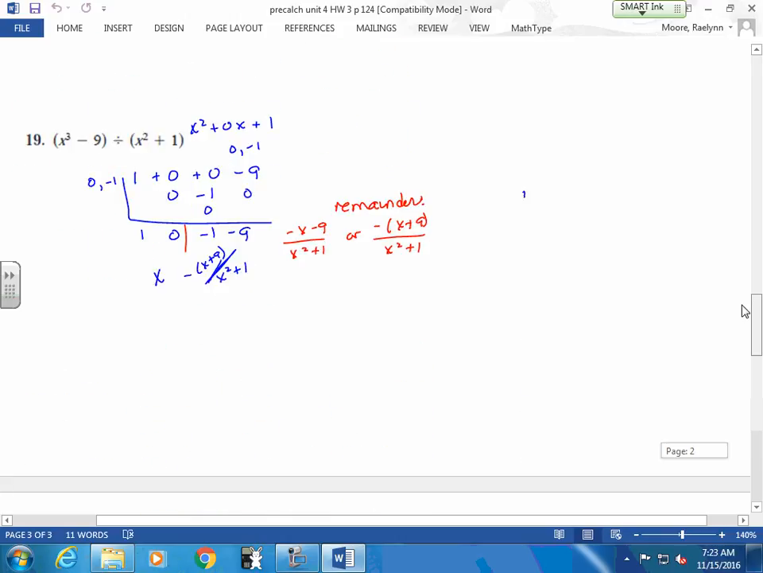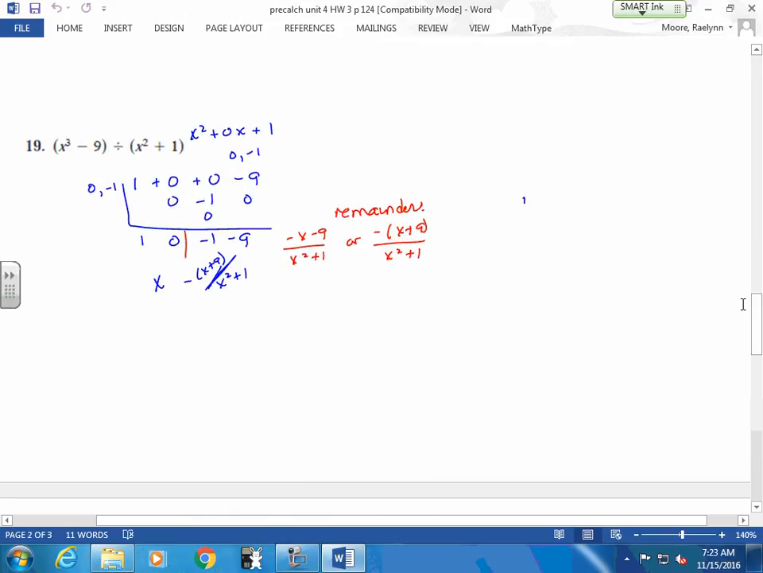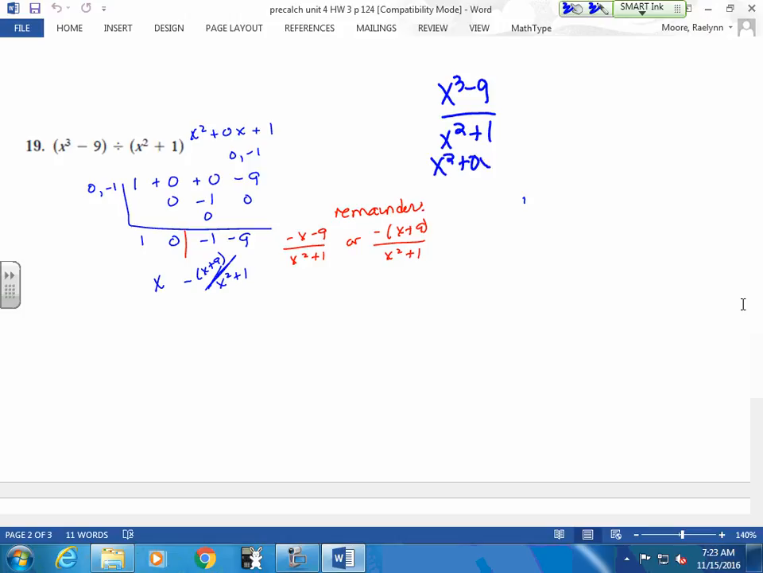Let's not do that one. Let's do this one. So I have x cubed minus 9 divided by x squared plus 1. This is a good one to do because how many terms really should be in this side down here? 3. We're missing the 0, x to the 1. We're missing x to the 1. So is my leading coefficient 1? Yes.